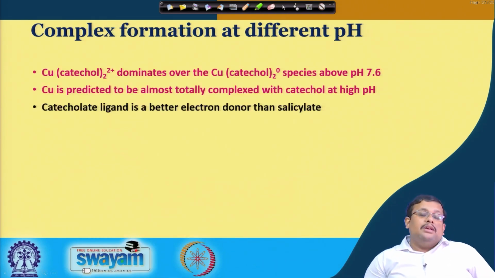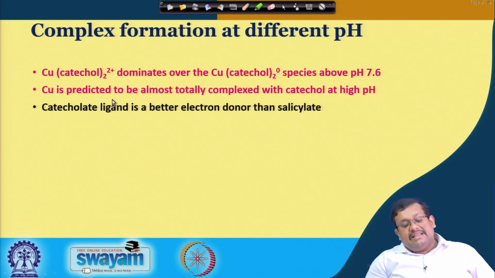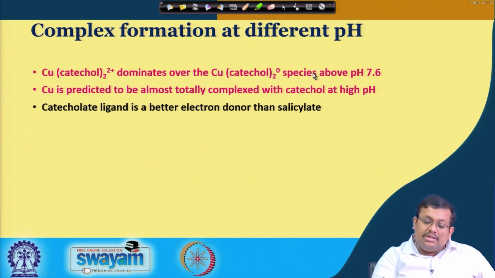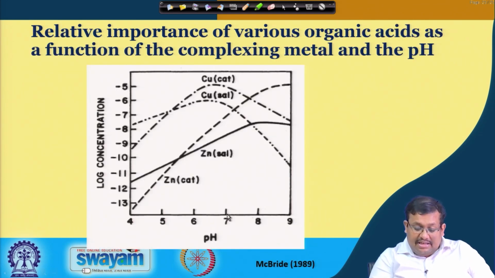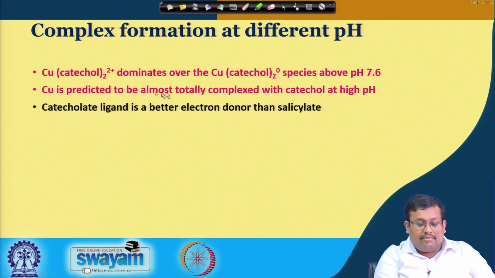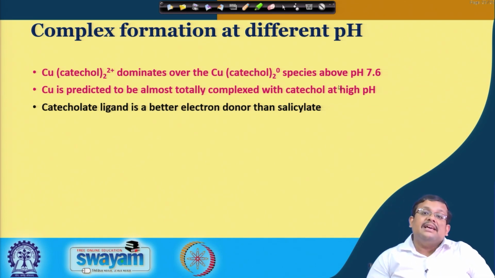If you see the copper catechol 2 plus species, it basically dominates over the copper catechol 2 0 species above pH 7.6. Around this pH 7.6, copper catechol dominates, and copper is precipitated to be almost totally complexed with catechol at high pH, and the catecholate ligand is a better electron donor than the salicylate ligand.